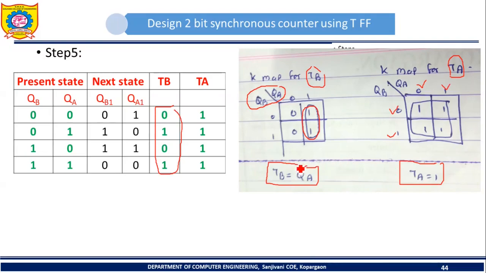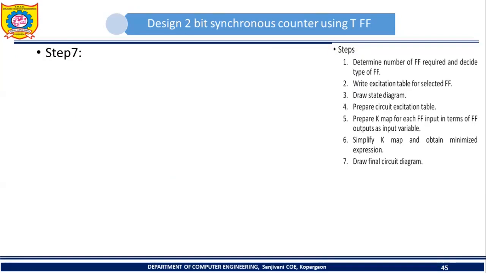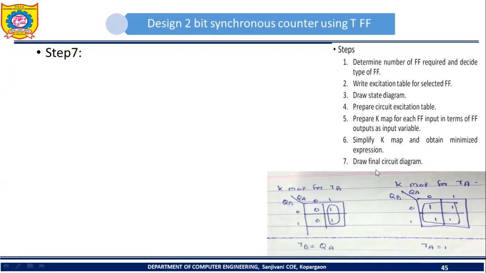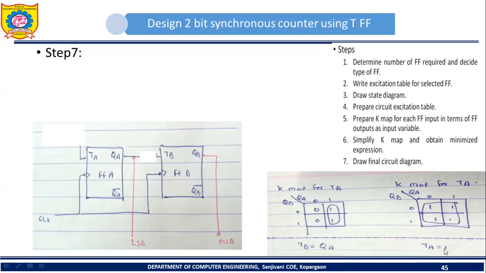In this way we can obtain the minimized logical expressions for TB and TA. Now let's see step number 7. In step number 5 and step number 6, we prepared the K-map, simplified the K-map, and obtained the minimized expressions. Now in step number 7, it is expected to draw the final circuit diagram. These are the expressions which we got in step number 6: TB is equal to QA and TA is equal to 1.